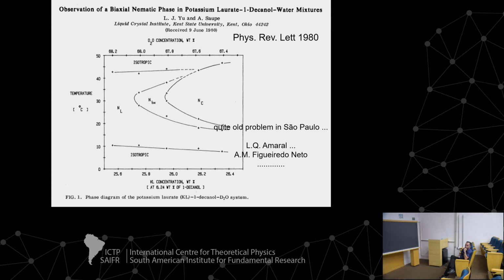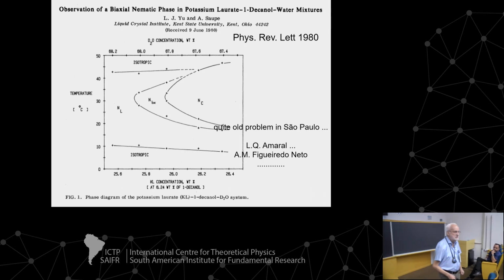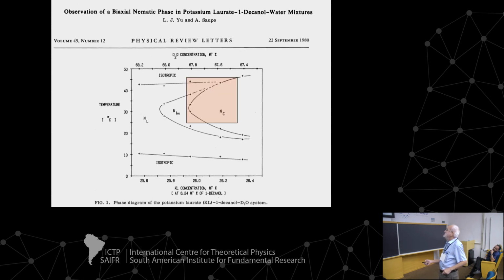this system, this experimental system, is something which we call a lyotropic liquid crystal. It's a liquid crystal formed by micelles. It's not a thermotropic liquid crystal, which is formed by real molecules, okay? Oh, but this is an interesting paper.